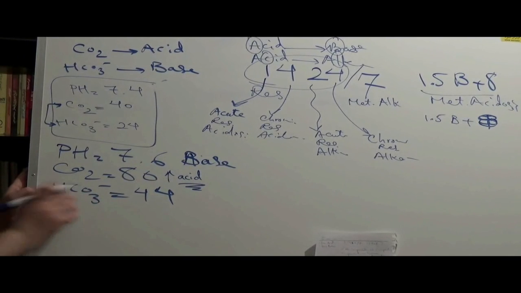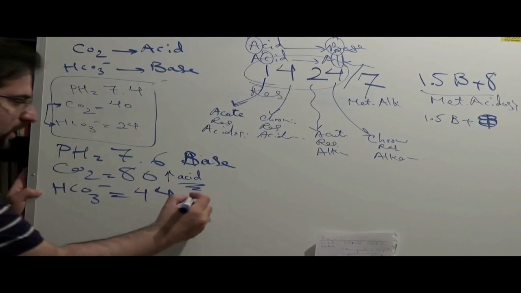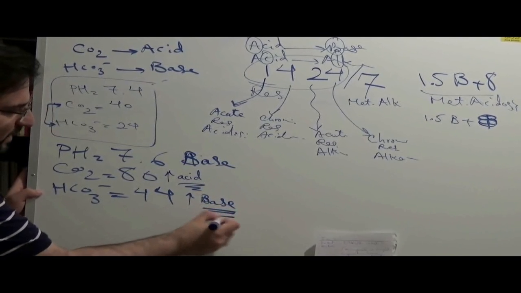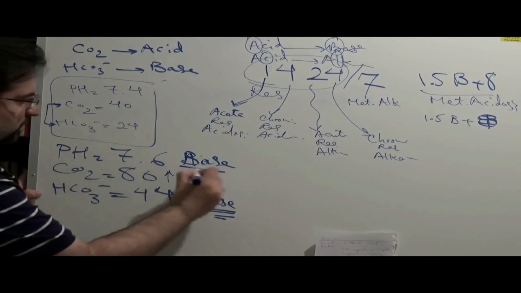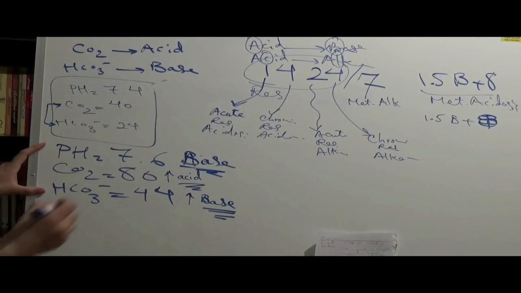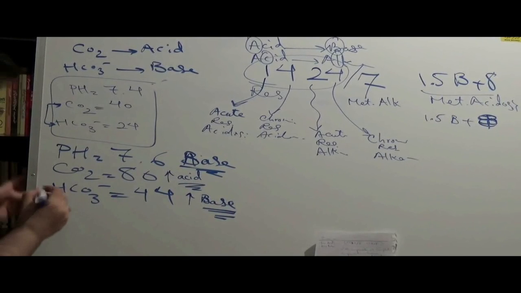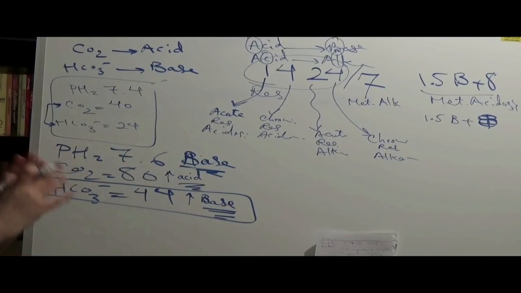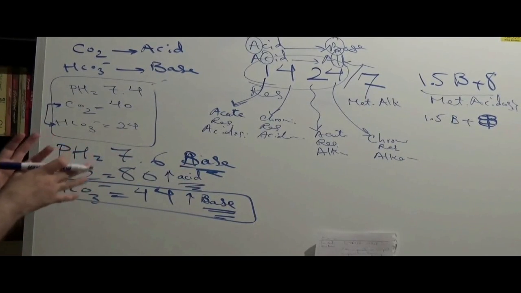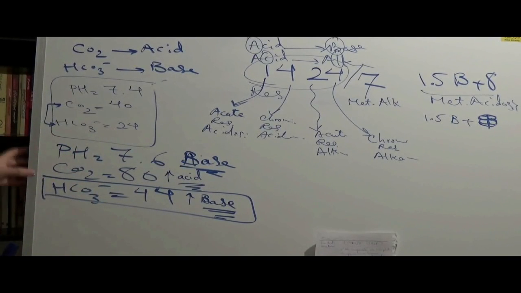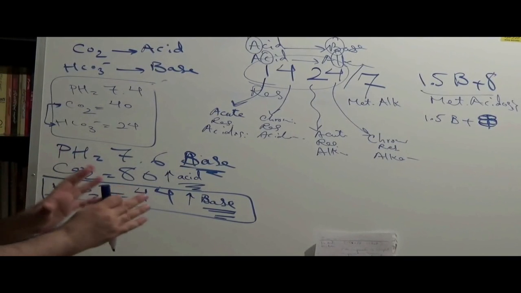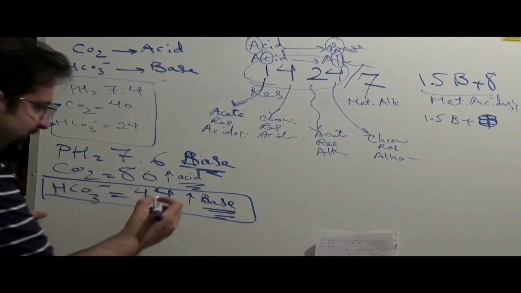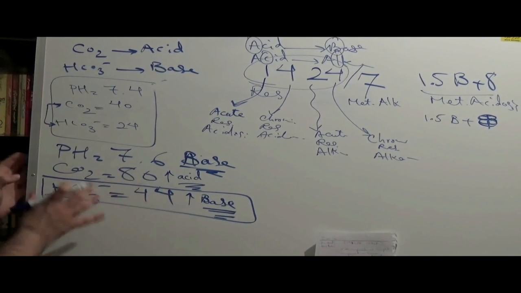We said that this is base. Normal was 24, so it is an increase in the base. So we have base here, and we have the pH, which is basic here. So we just found the culprit. The culprit is this one, because this is basic, and the pH is basic. It is alkalotic. So the problem is with bicarbonate. So we start with the problem. All right, so 44 for bicarbonate.